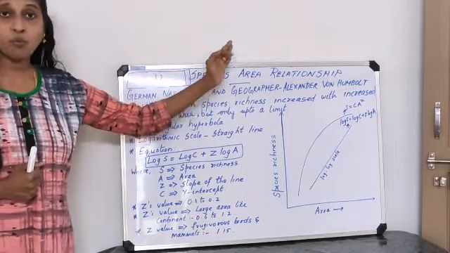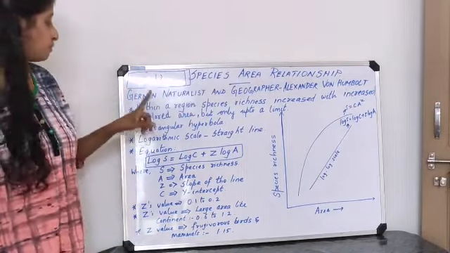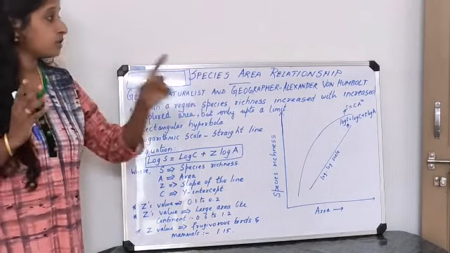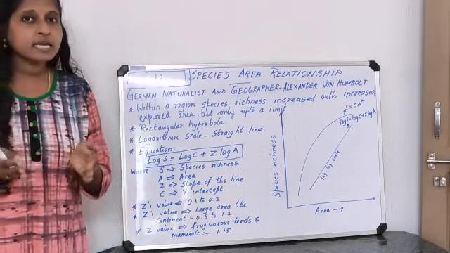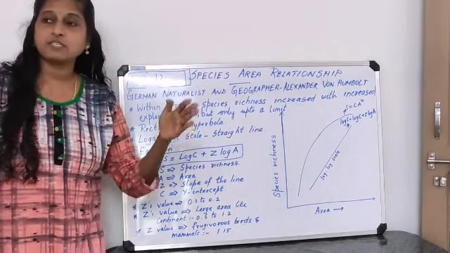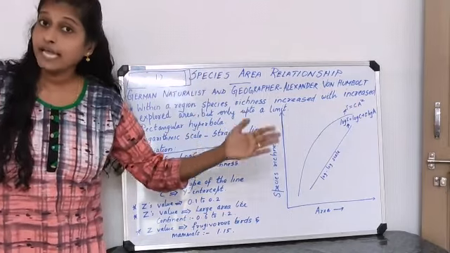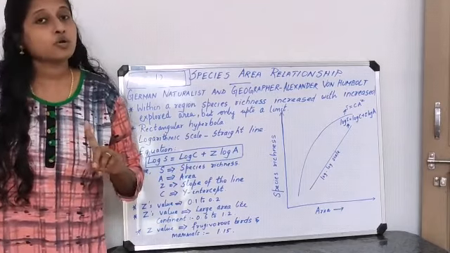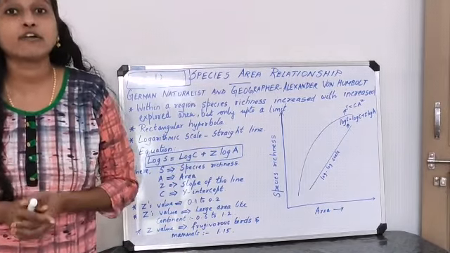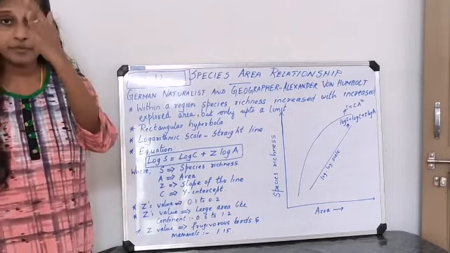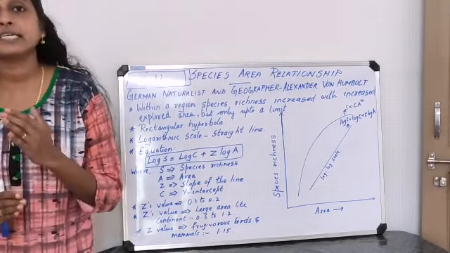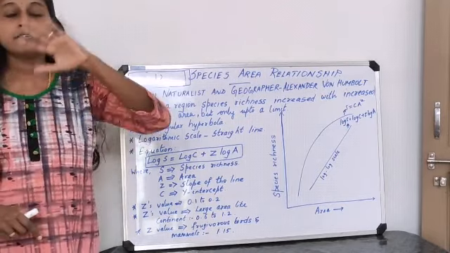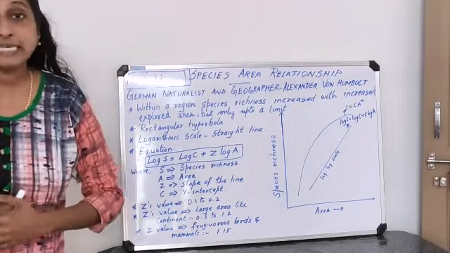I repeat, what is the species area relationship? It was put forth by the German naturalist and geographer, Alexander von Humboldt. What did he say? Within a region, species diversity increases with increasing explored area, but up to a limit. When he plotted a graph, what sort of figure did he get? He got a rectangular hyperbola. The same thing, if you represent it on the log scale, will be a straight, linear line, somewhat slanting in nature, and if the species is small, it becomes much steeper.